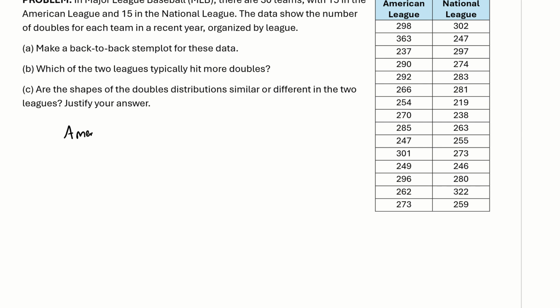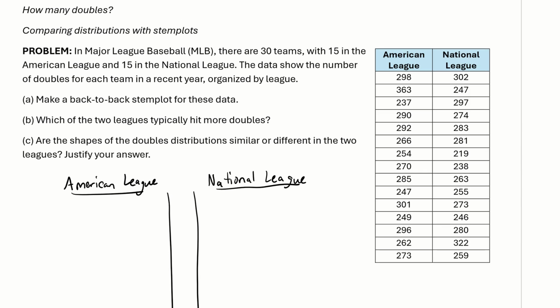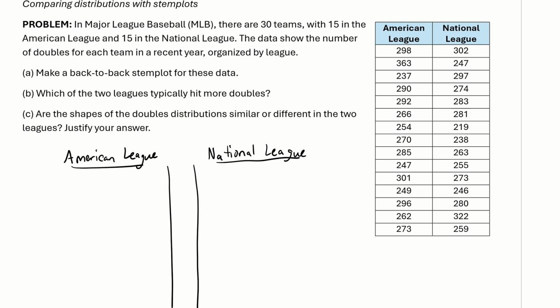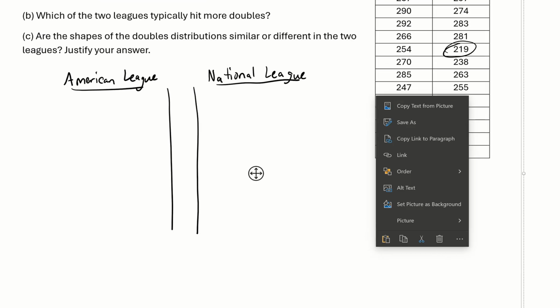So let me do American League here. And we're gonna do some stems here. Stems go in the middle in this part. And then we got the National League. I'll show you how to do the key for these as well. So our smallest stem out of all of the data looks like 21, and the largest is 363. So we're gonna go from 21 to 36 when we do these stems, okay?